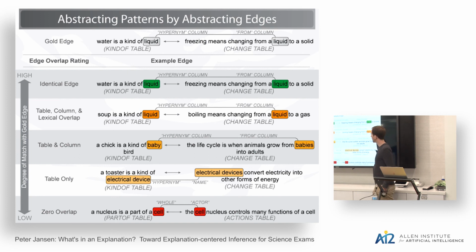We say, okay, having explanations with identical edges, identical sentences, is ideal. But what if we abstract that a bit? What if you don't need the same edge? What if you just need to grab something that's from the same table, or from the same table and that connects on the same column, or from the same table that connects on the same column that has the same word in it? So these 3 different levels of abstraction.